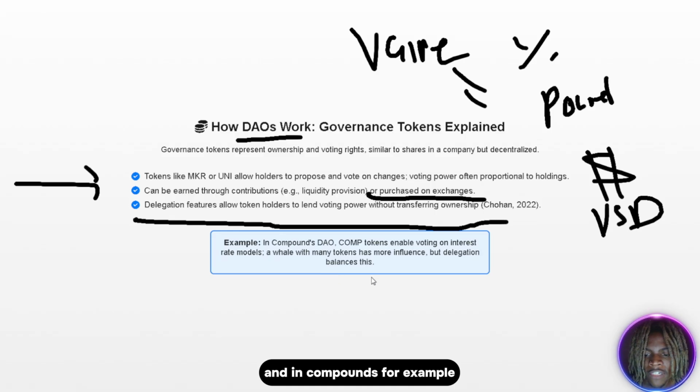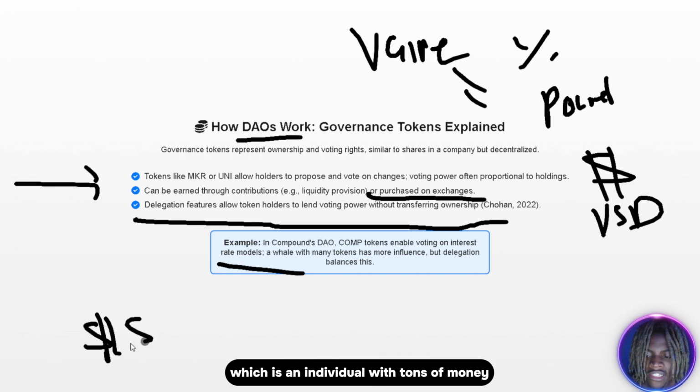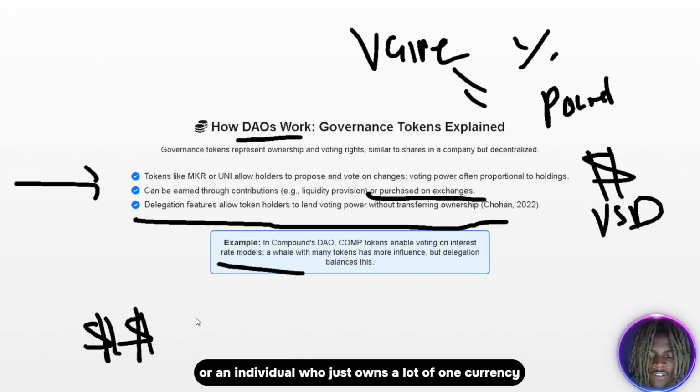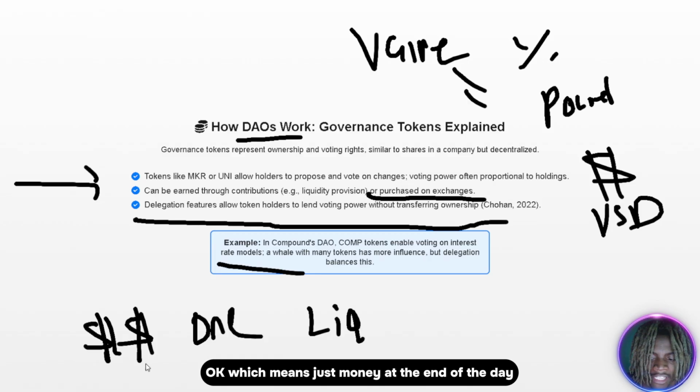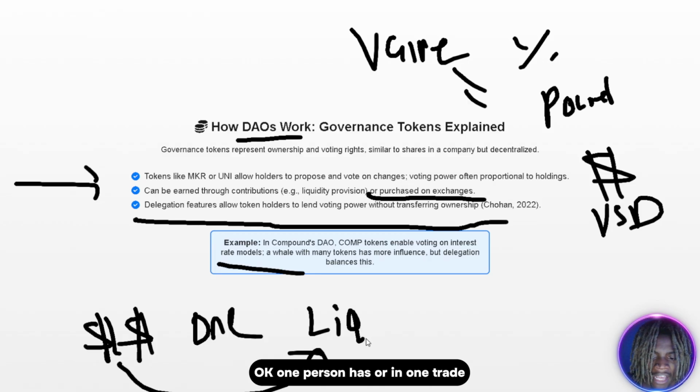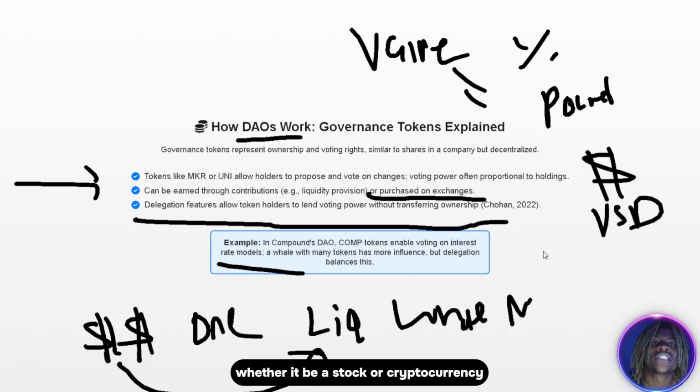And in Compound's DAO, for example, COMP tokens enable voting on interest rate models. A whale, which is an individual with tons of money, or an individual who just owns a lot of one currency, just a lot of liquidity, which means money at the end of the day, one person has in one trade. Somebody with a large amount of money in one position, aka a whale, with many tokens has more influence. So whoever has the most money in something, whether it be a stock or cryptocurrency, pretty much controls a good portion of it.